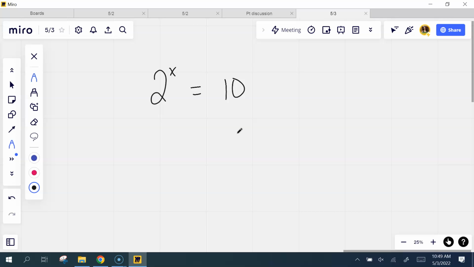And so this is where logs come in. Logs are the inverses of exponentials. And inverses, of course, cancel each other out, which lets us solve for things, right? So that's why we need them. We'll get to this later, but I'd just like to tell you why we need them. So what is a logarithm?